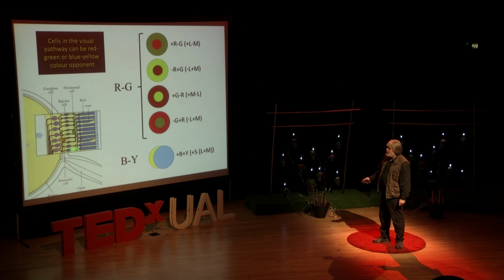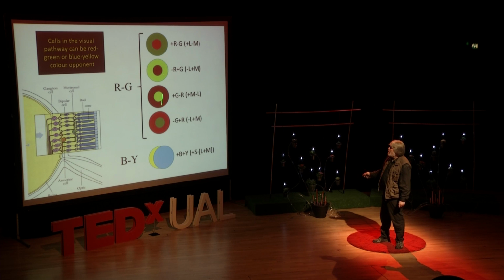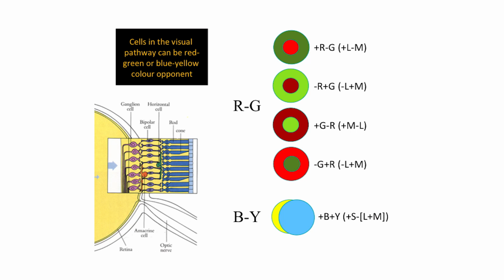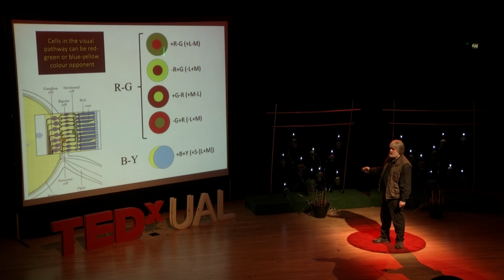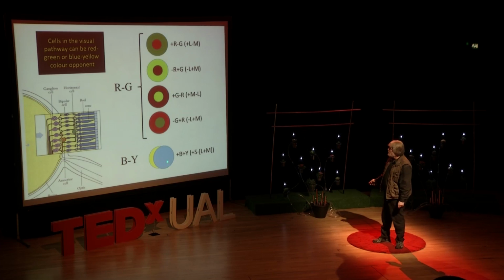But if you look at the responses of these cells, you find colour opponency. And you find colour opponent red-green cells, where the L and M cones are opposed. So this is plus L minus M. And you see these various 4 types of cells, where L and M cone signals are opposed in the retina. And you also find cells in which the S cones are opposed to L plus M.